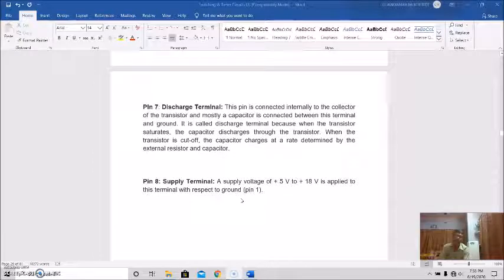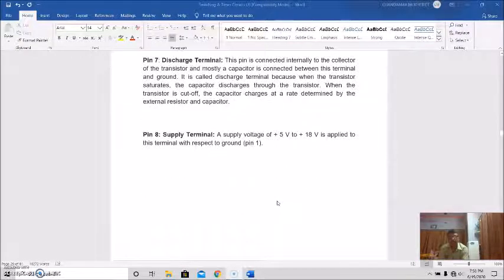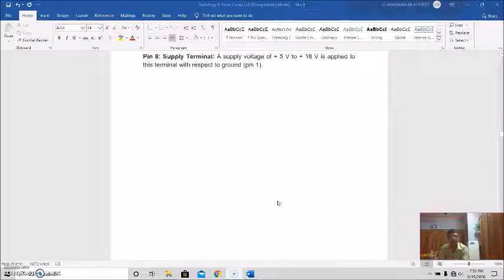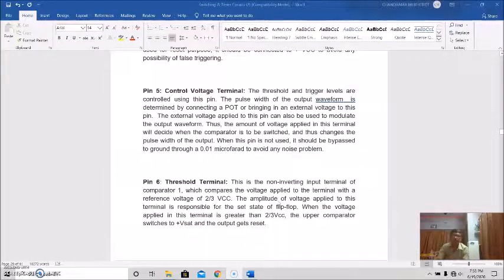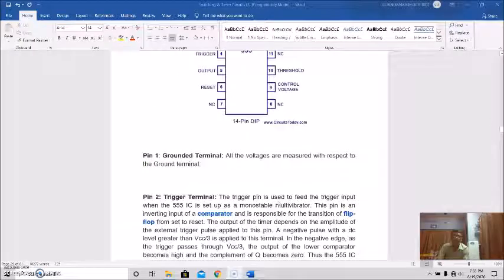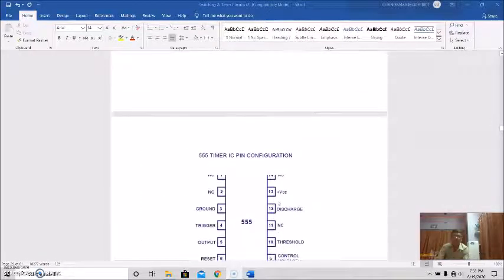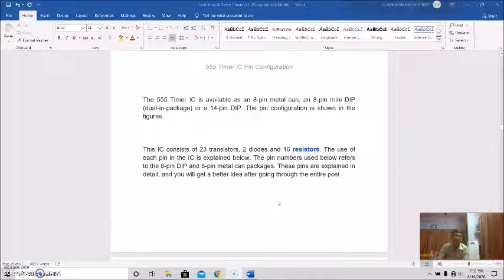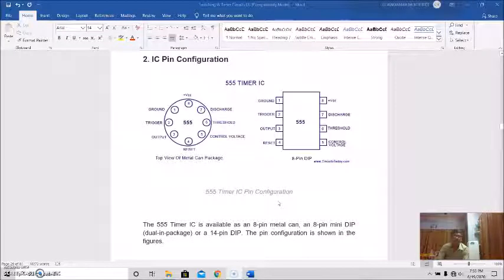Pin 8 is the supply terminal. Supply voltage of plus 5 volt to 18 volt is applied to this terminal with respect to the ground pin 1. So that's all about the pin configuration of the 555 timer, whether it is a metal can pack or dual in-line pack.